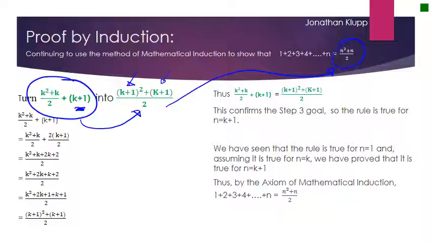That should be the pattern if we're counting up to k plus 1. We would simply insert k plus 1 in where there was an n. Having said that, that is our target. A couple of tricks of the trade.